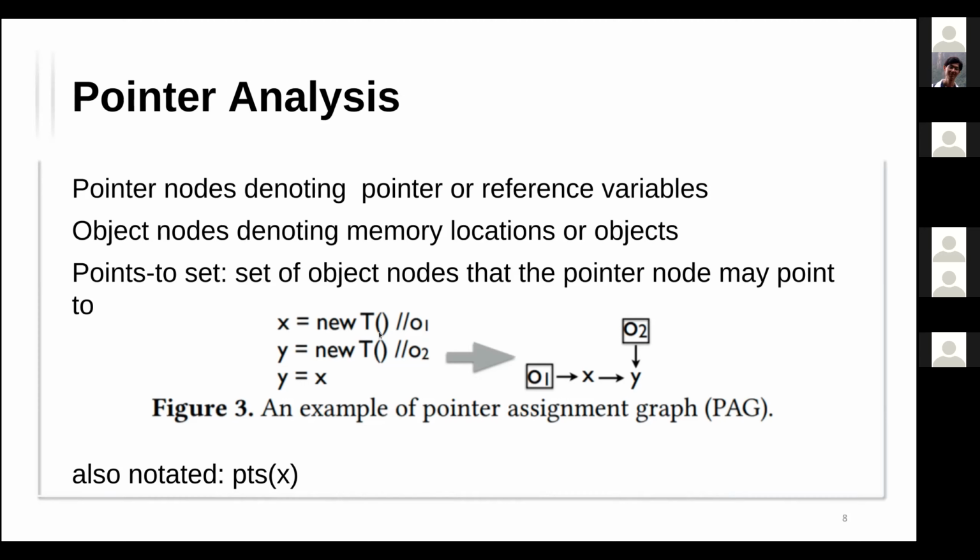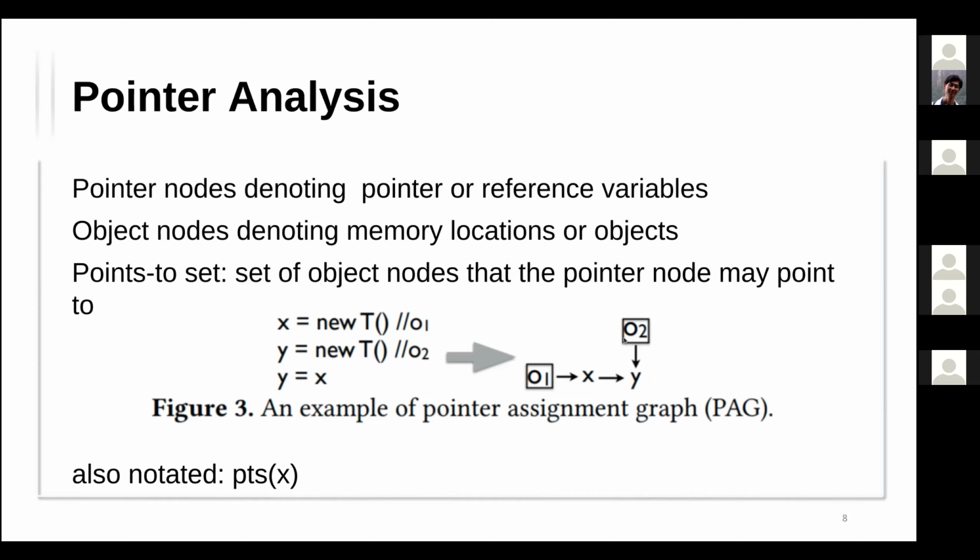Now in the points-to graph, or the pointer analysis graph, we would create an edge from O1 to y. And for this second line, we have O2 pointing to y. And when we assign x to y, we point from x to y. So this arrow, the edge, represents a subset relationship between the points-to sets of the different references. In other words, the points-to set of x contains O1, whereas the points-to set of y contains O1 and O2.